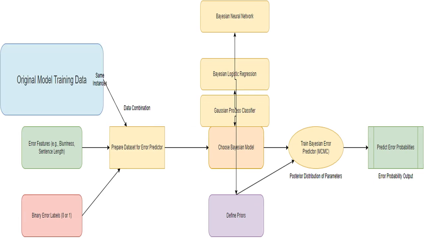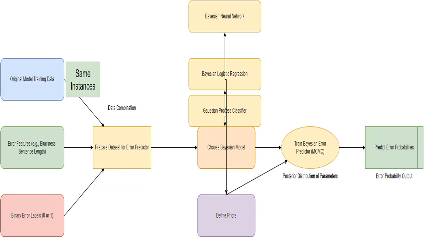Binary labels indicating whether the baseline model made a correct prediction, denoted by 0, or an incorrect prediction, denoted by 1. The instances used to train the error predictor are the same as those used to train the original model. This ensures the error predictor learns to identify errors on data the original model is familiar with.